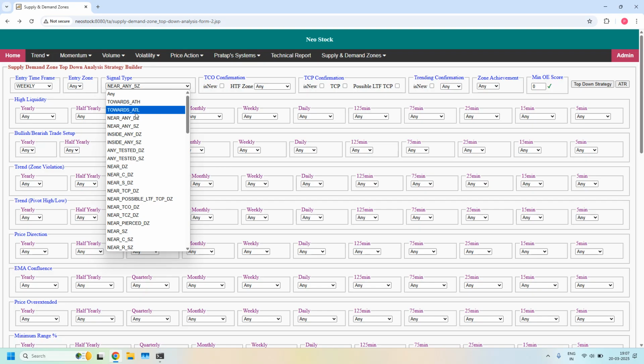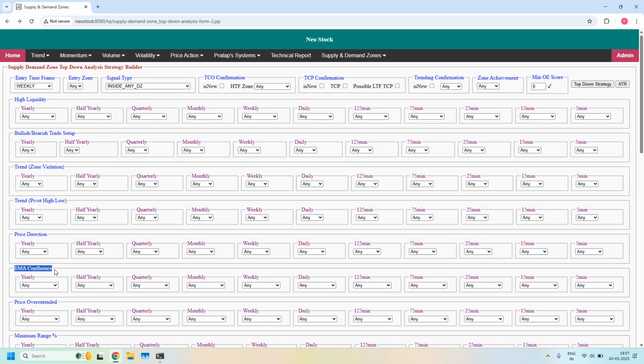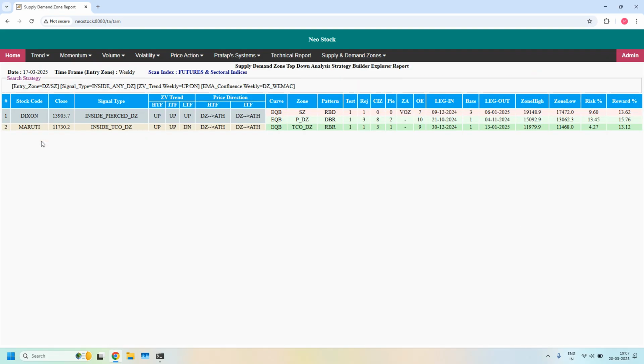Next, weekly time frame, price closed inside the weekly demand zone. We got 12 stocks. Let us further filter how many of these zones are having weekly EMA confluence. Weekly demand zone having weekly EMA confluence. Trend on the weekly should not be sideways. It can be up or down. With these filters, we got only 2 stocks. Weekly demand zones having weekly EMA and current price closed inside, unfortunately, both are pierced zones. You can apply pierced zone strategies on these stocks.